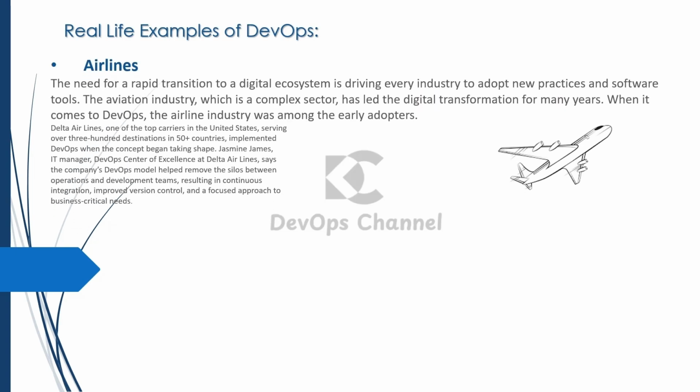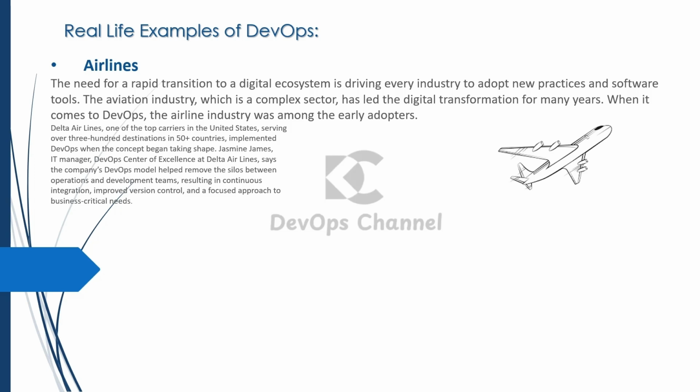So first one is airline. The need of rapid transition to a digital ecosystem is driving every industry to adopt new practices and software tools. The aviation industry, which is a complex sector, has led the transformation for many years. When it comes to DevOps, the airlines industry was among the early adopters. The early adopter was Delta Airlines. It's a top carrier in the United States, serving over 300 destinations in 50 plus countries. So basically, it implemented DevOps when the concept began taking shape.